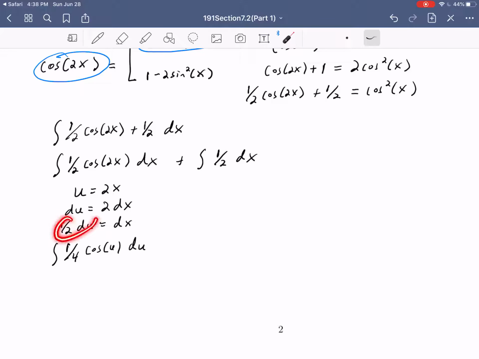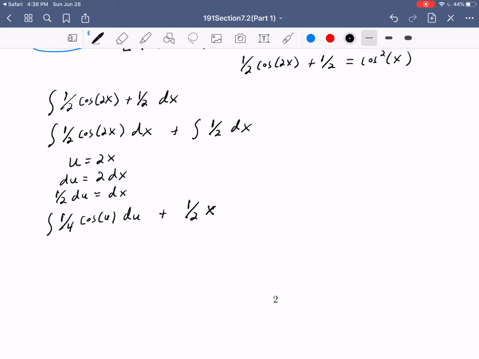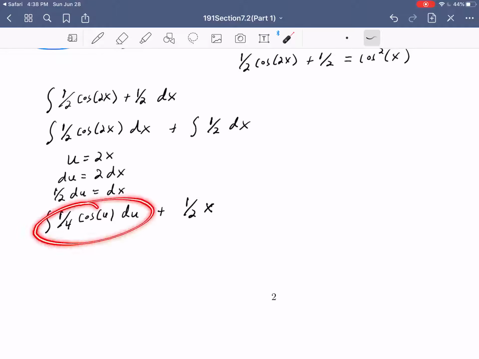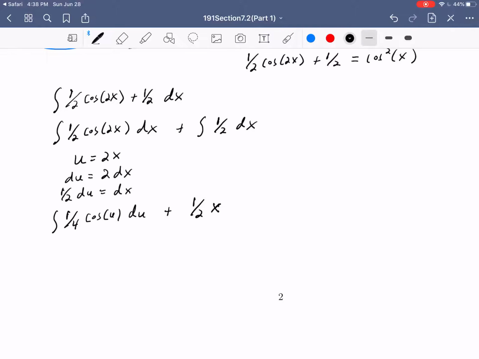That's because we get the extra factor of 1/2, and we already had the 1/2, and there's our cosine u du. And then, of course, on this piece, we can just integrate that and finish it up, 1/2 x. We'll put our plus c once we finish all the integrals. Here, the integral of 1/4 cosine u is simply 1/4 sine u plus 1/2 x. Now we can put our plus c. And, of course, we just need to undo our substitution only into here. So we get 1/4 sine 2x plus 1/2 x plus c.